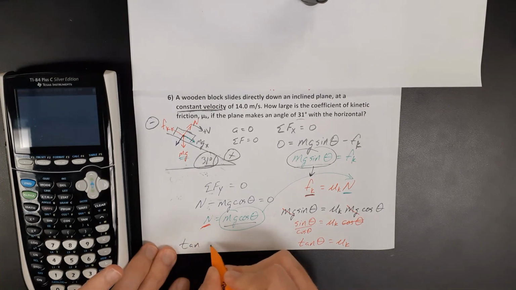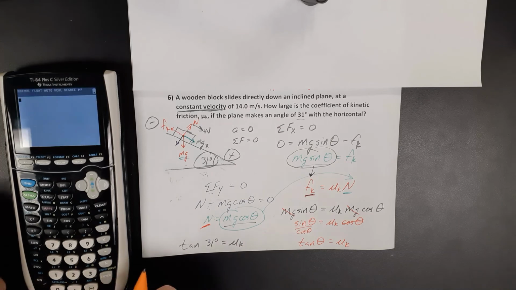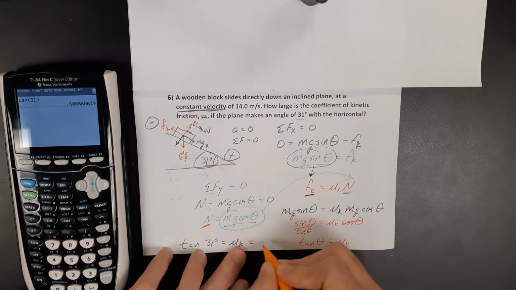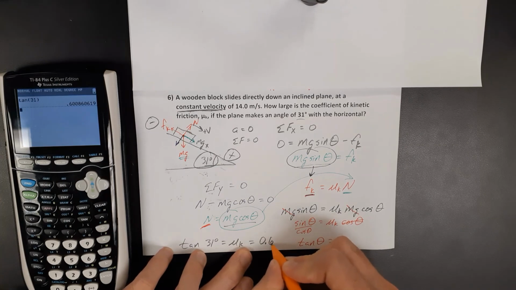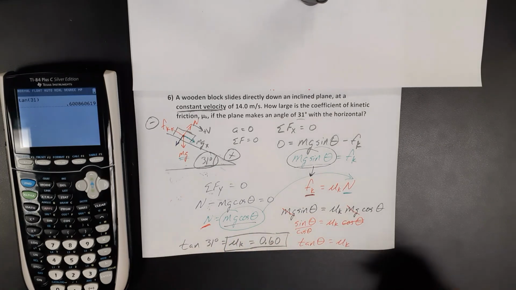So the tangent of 31 degrees is the answer we're looking for. My calculator's in degree mode. Tangent of 31 equals 0.60. It's our coefficient of kinetic friction.